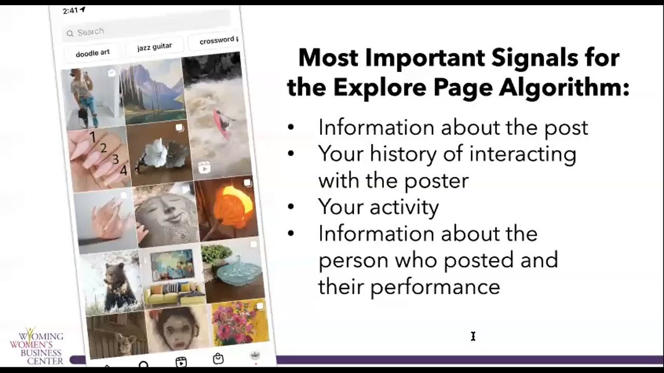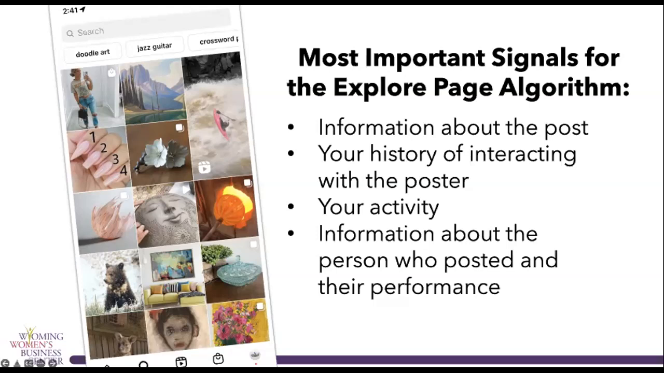So according to Instagram, the most important actions we predict in Explore include likes, saves, and shares. And the most important signals for the Explore page algorithm are information about the post. How popular is it? How much engagement does it get? And how quickly does that happen? If a lot of people are liking, commenting, sharing, and saving a post, that's a huge indicator for the Explore page's algorithm. Next is your history of interacting with the person who posted. Have you interacted with this person or their content in the past? If so, how much? Even if you don't follow them.